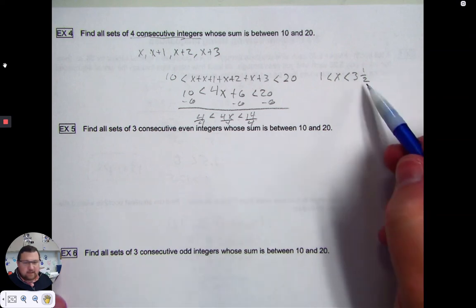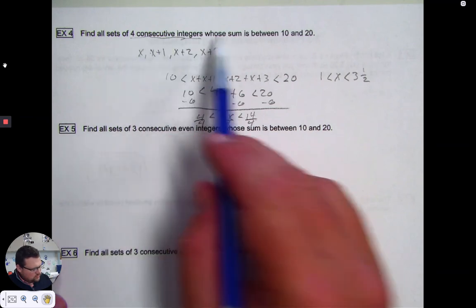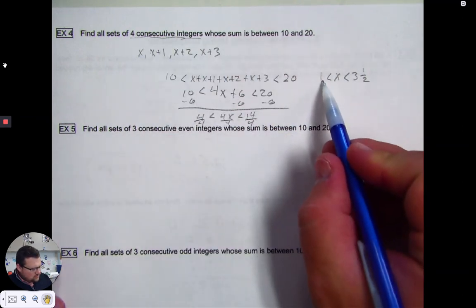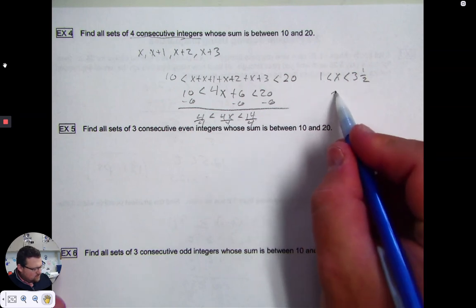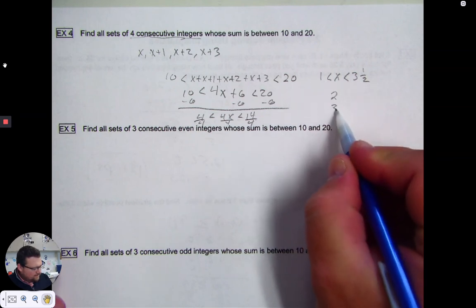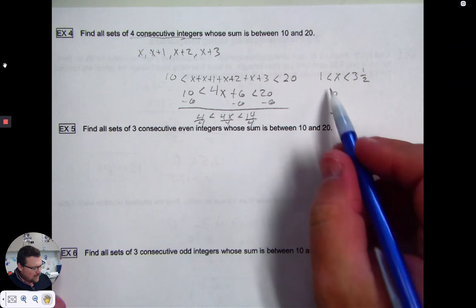If you left that as a decimal, it would work. We're looking at consecutive integers, so what are the integers that are greater than 1 but less than 3 and a half? It would be 2 and 3, which would be the possibilities for our x.